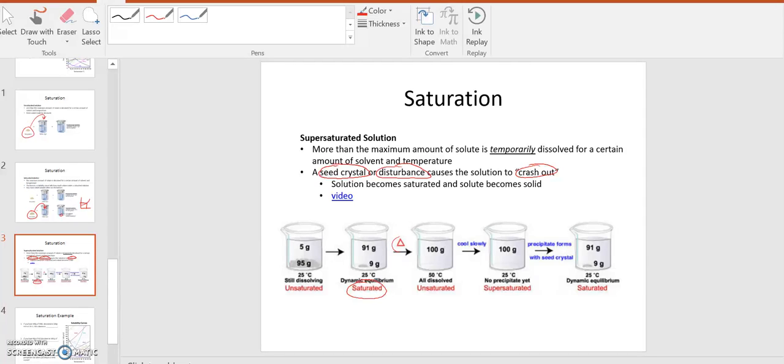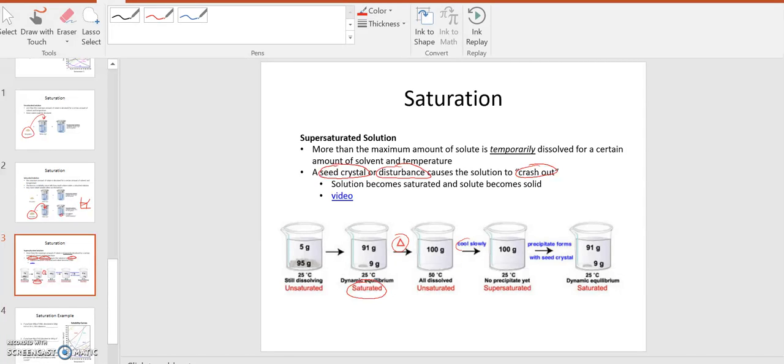Okay? The red triangle means that we're heating it up. So you notice the temperature changed to 50 degrees. Now we've gotten all 100 grams to dissolve. So we've heated it up, everything is dissolved, and we've changed that. Now that it's hotter, it can dissolve more. So this is now potentially unsaturated, could be saturated. We don't know what the solute is, but it's definitely not supersaturated yet.